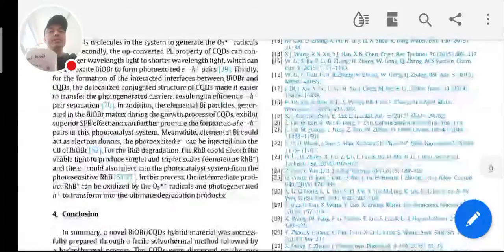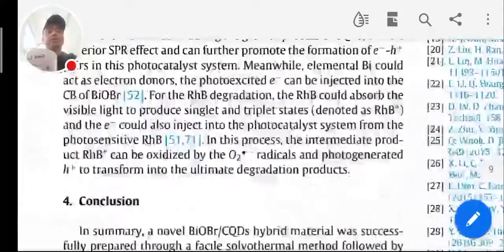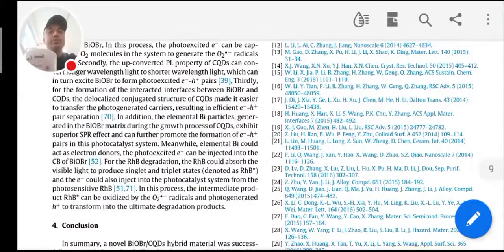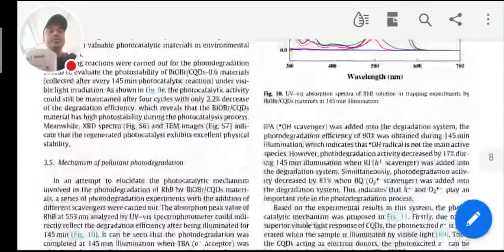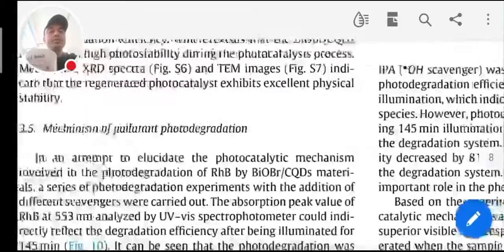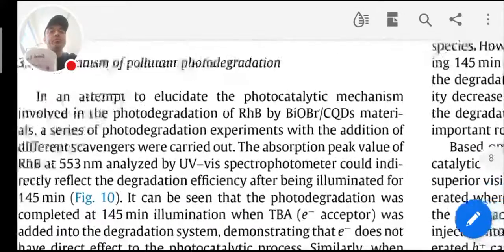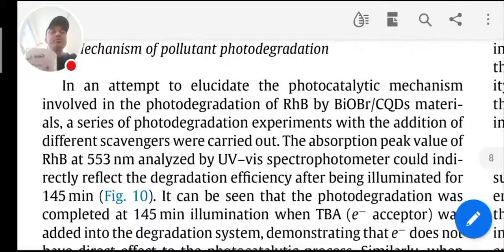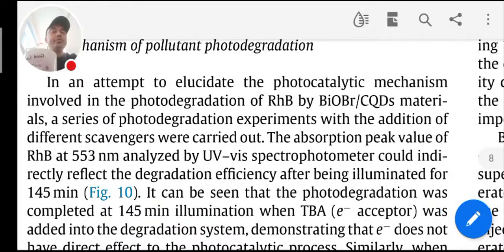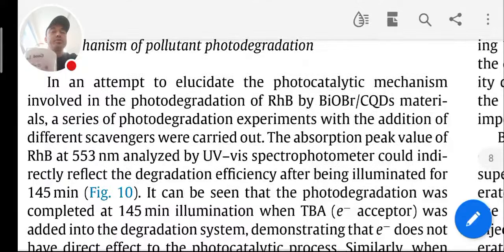At the end we will discuss briefly its mechanism, because the mechanism gives insight. Mechanism of photodegradation of pollutants: in an attempt to elucidate the photocatalytic mechanism involved in the photodegradation of rhodamine B by the BiOBr carbon dot material, a series of photodegradation experiments were performed.